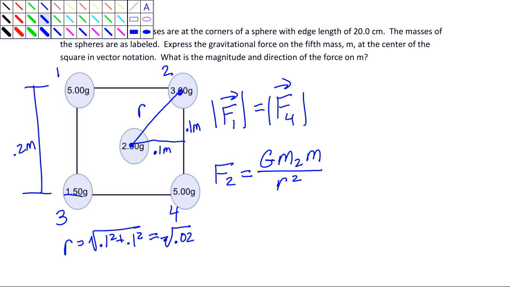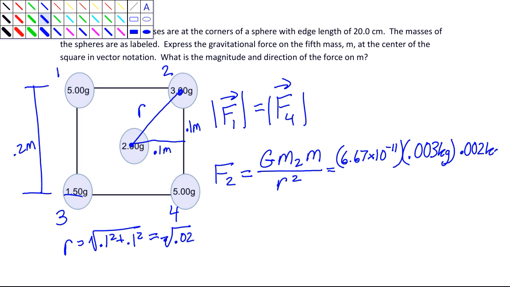All right, now let's go and calculate F2. G is 6.67 times 10 to the minus 11. And I have my mass of 3 grams, which is 0.003 kilograms, and then my mass in the center is 2 grams, 0.002 kilograms, divided by my distance, which is the square root of 0.02, but then I'm squaring that because it's r squared. And then if I do that, it works out to be 2 times 10 to the minus 14 newtons.